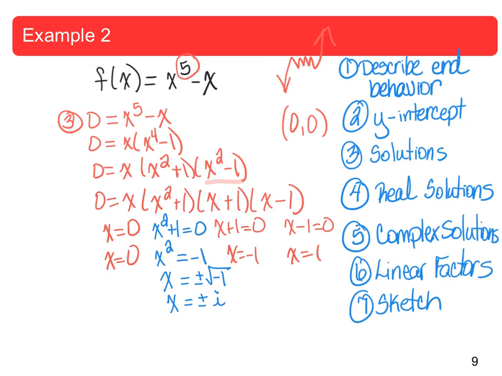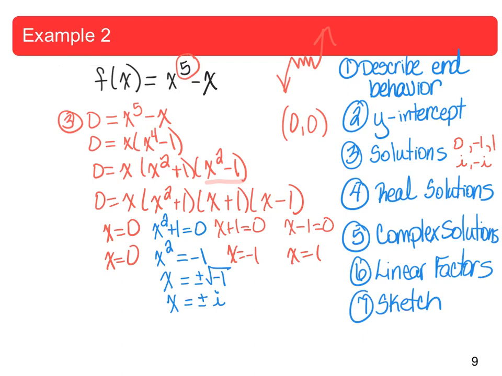I actually have 5 solutions here. My solutions are 0, -1, +1, i, and -i. I have 5 solutions. Is that in keeping with the number of the highest exponent that I have? Yes, it does. Okay. Now, some of those are real and some of those are complex.